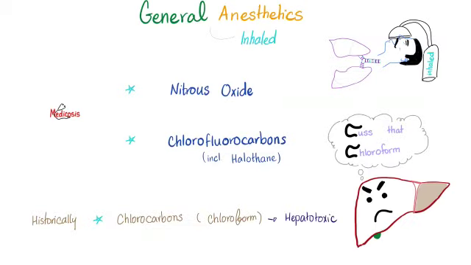Inhaled general anesthetics include nitrous oxide, the first anesthetic to be discovered in the history of the world. And then you have the chlorofluorocarbons, including halothane, isoflurane, enflurane, desflurane, sevoflurane, etc. Historically, we had chlorocarbons such as chloroform, but then we discovered that they are hepatotoxic, cardiotoxic, and they are also toxic to your lungs, so we stopped.